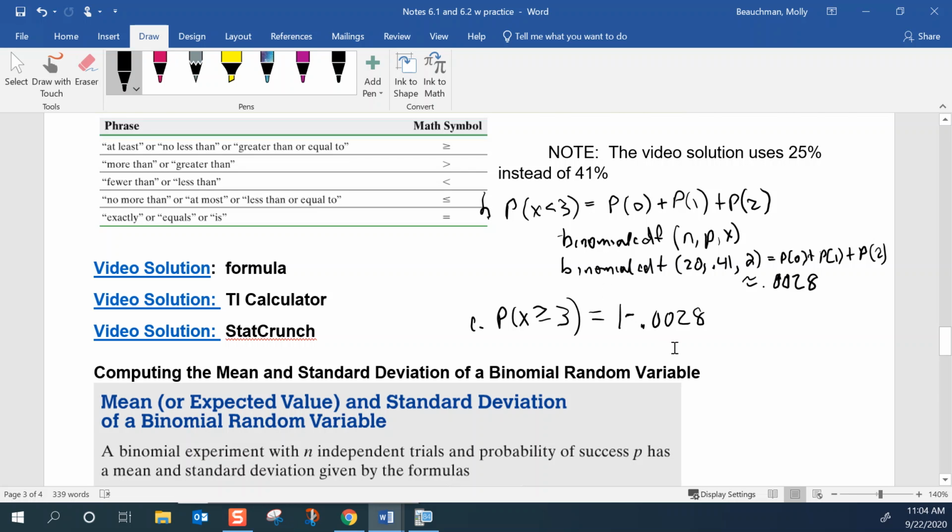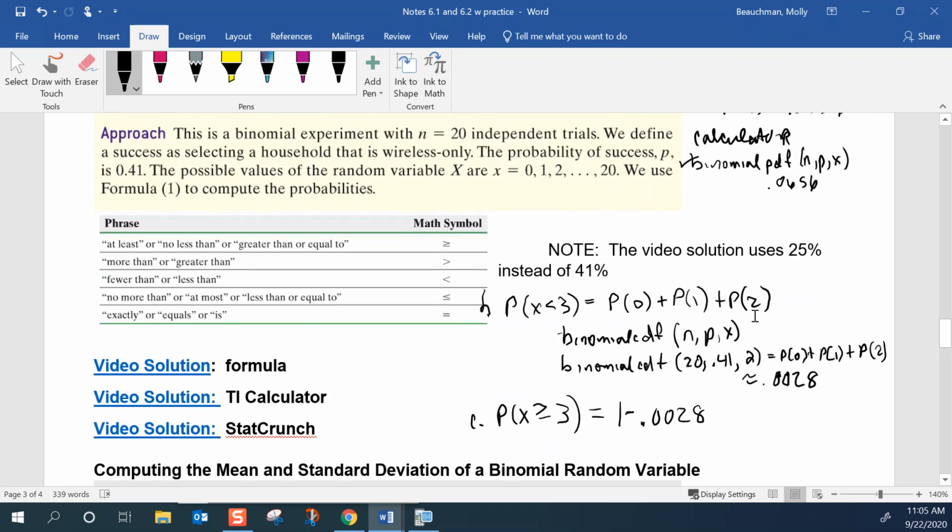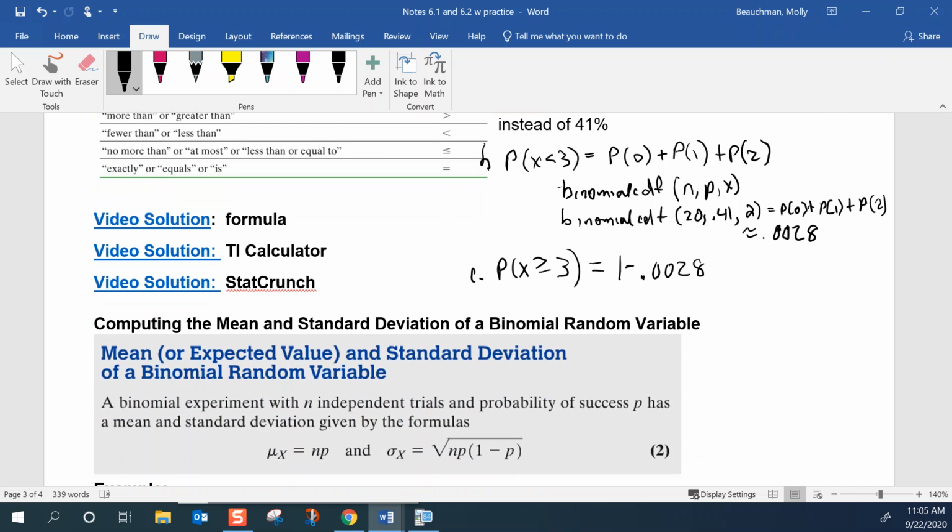All right, last question. D, find the number of households that are wireless only. That's between 5 and 7 inclusive. So that one, you would use probability of 5 less than or equal to X less than or equal to 7. You would find the probability of 5, add probability of 6, and then add probability of 7. So it might be just as easy to find the probability of each and then add them together.